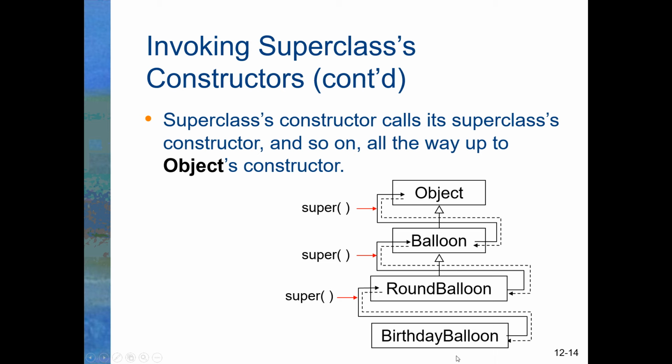So we talk about like birthday balloon is of type round balloon, and round balloon is of type balloon, and balloon is of type object. So if I don't define a constructor here, it's going to call this guy's constructor, his default constructor. If I don't have a default constructor here, it's going to go up and call this one. If I don't want it here, it's going to go up and call this one. So it's just going to keep running up the line to the supers. I don't have to put in super open and close parentheses. It will automatically do that for me.